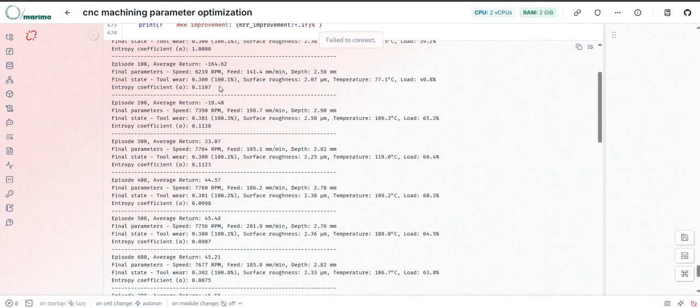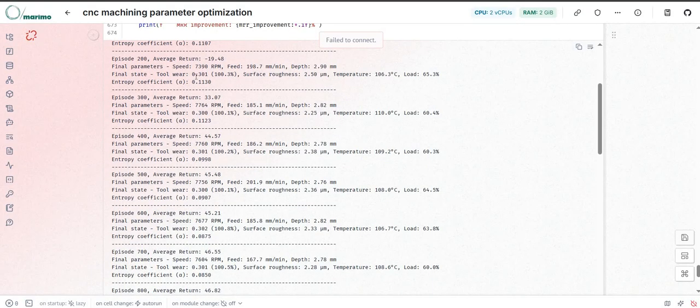By episode 200, the average return was around negative 40, which shows the agent was learning to avoid the heavy penalties. Spindle speed was now close to 7000 RPM. Tool wear stayed stable and temperature climbed just below 100 degrees. As we keep going, the values stabilize further. Around episode 300, the average return turned positive, about 38, and by episode 500, the return was consistently near 47.